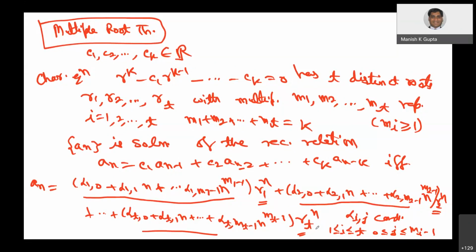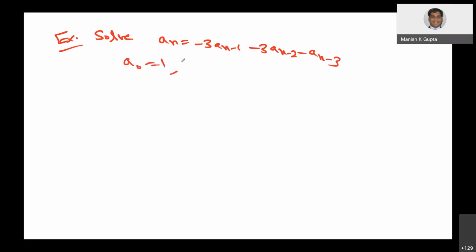So let me show you an example, and that will help us understand the result. So the example is the following. Solve a_n = -3a_{n-1} - 3a_{n-2} - a_{n-3}, a0 = 1, a1 = -2, and a2 = -1.